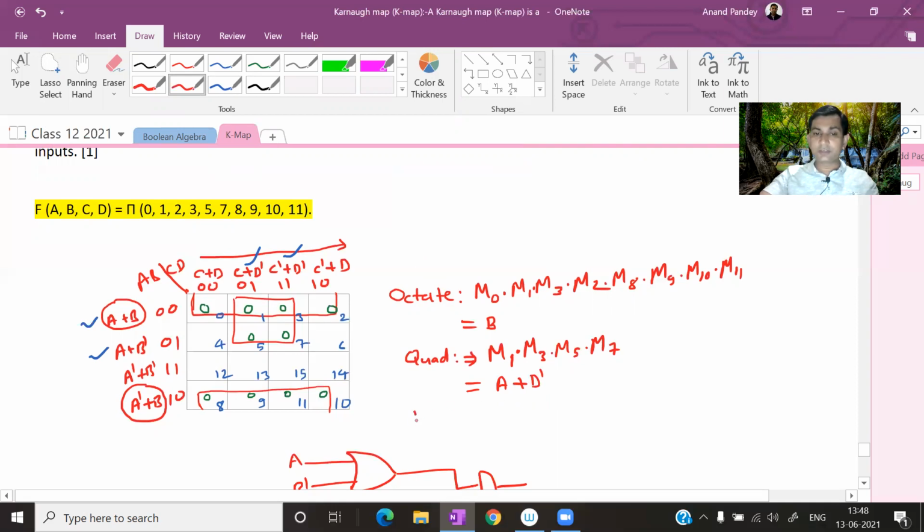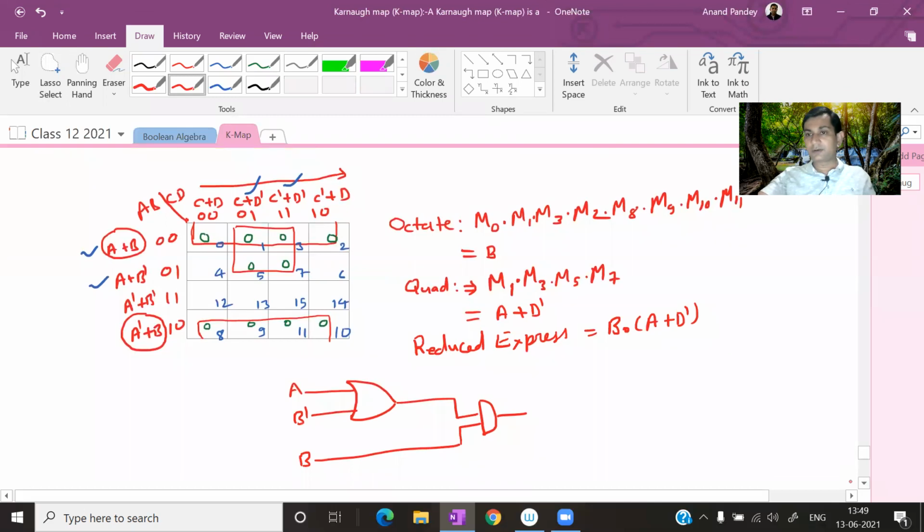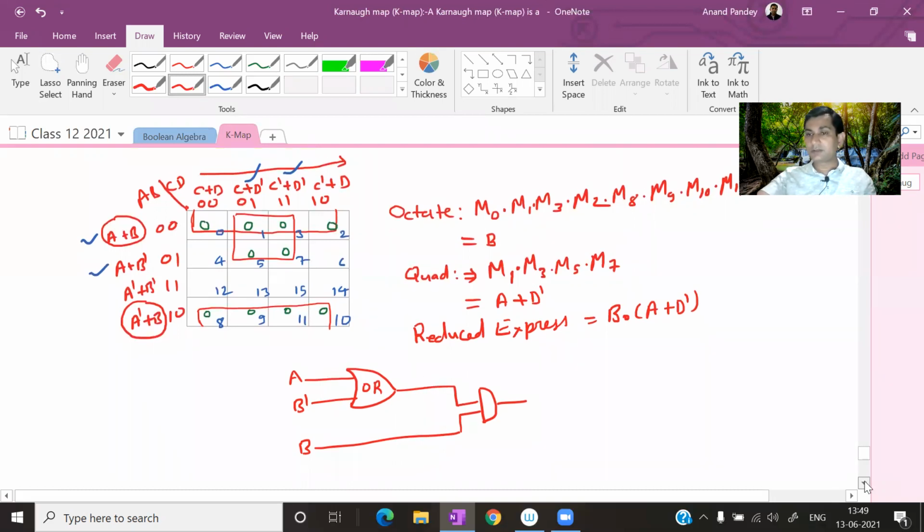So finally the reduced expression will be B dot (A plus D dash), or (A plus D dash) dot B. You can write either. If we draw the logic gate diagram for this, for B dot (A plus D dash), we need one OR gate, and B will go directly to the AND gate, and we join both with the AND gate. So this is the complete solution. If any doubt, you can ask through WhatsApp.